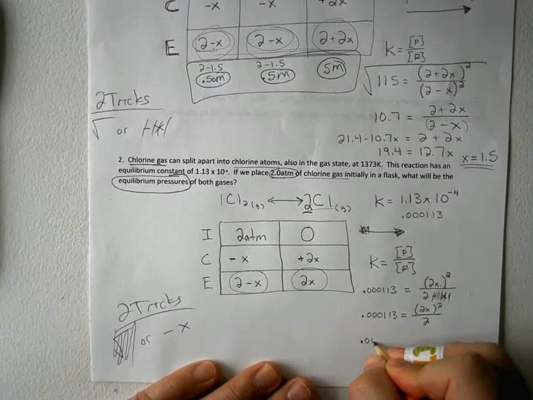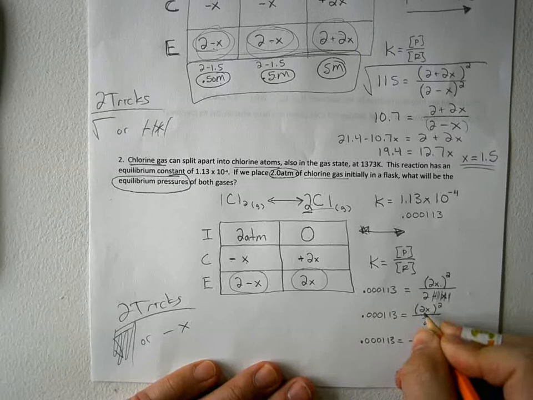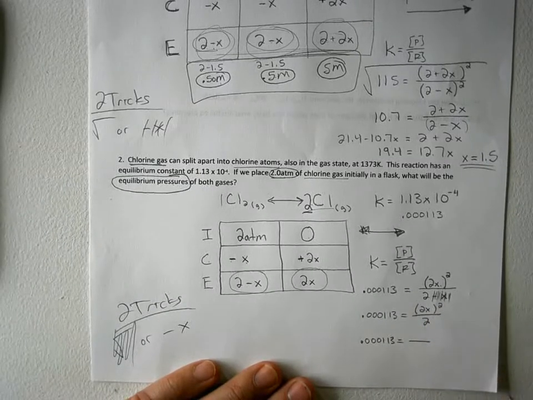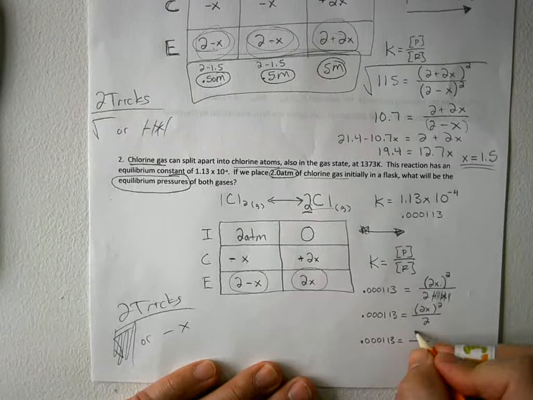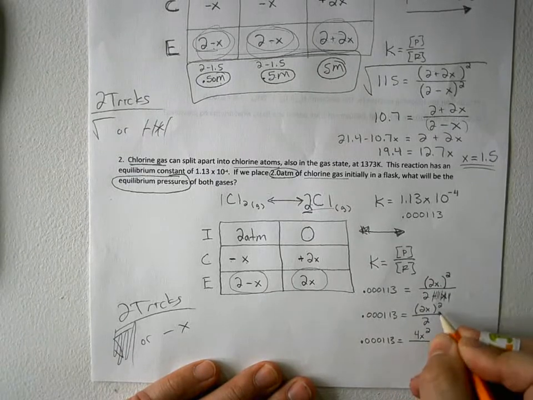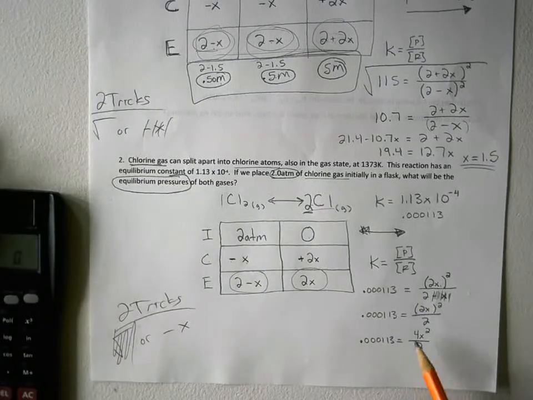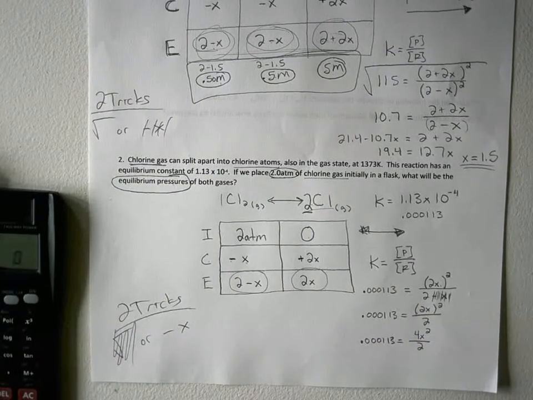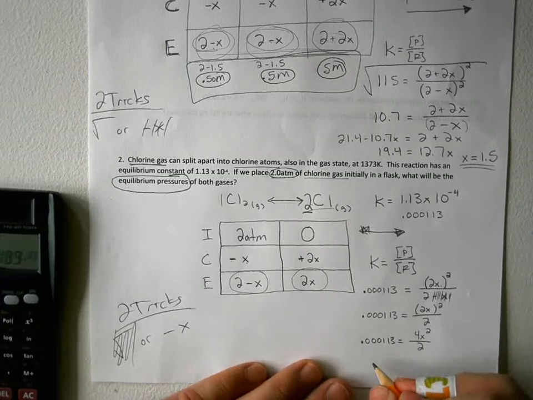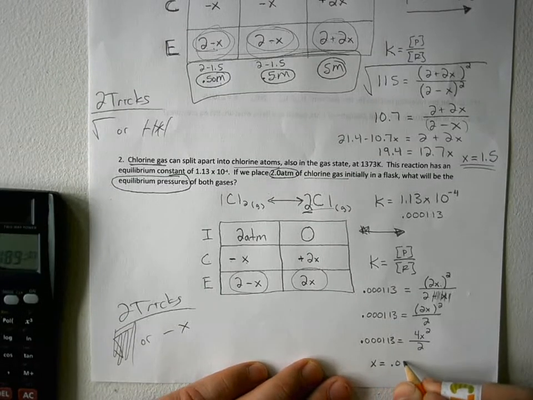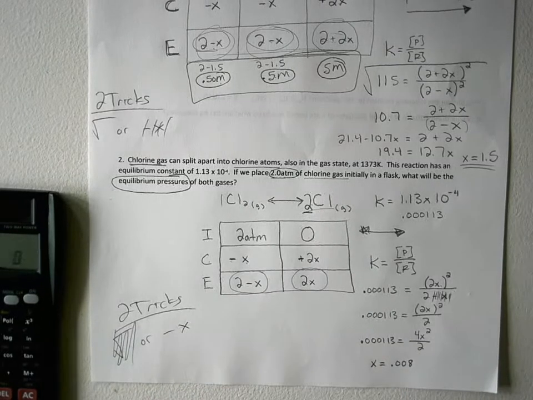Now here's one of the most common problems I see when we're working through this one. What is 2x squared? Remember, this 2 is within the parentheses. It ends up being 4x squared. So we have to square the x, but also square that 2. So divided by 2. So now that I have this all set up, I can go 0.000113. I can multiply by 2. I can divide by 4. And I can take the square root of all of that. And the answer is about 0.008, if we round. So 0.008.